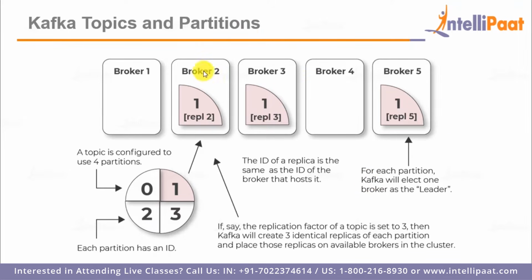And out of these 5 brokers over here, this broker has been elected as the leader. And if this broker fails due to some unfortunate incident, then one of these 2 brokers, either broker 2 or broker 3, would be elected as the leader, because this has a replica of partition 1, right?